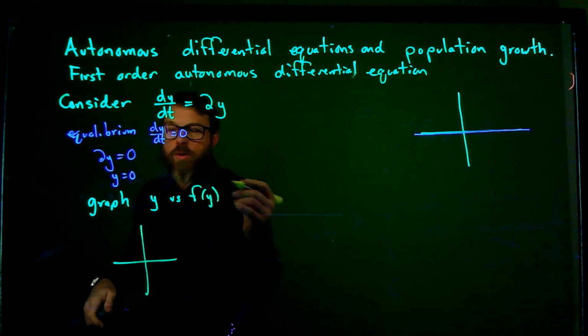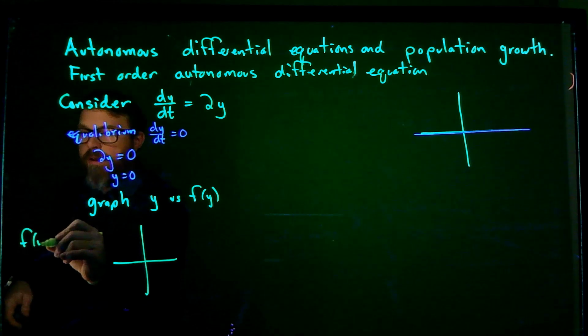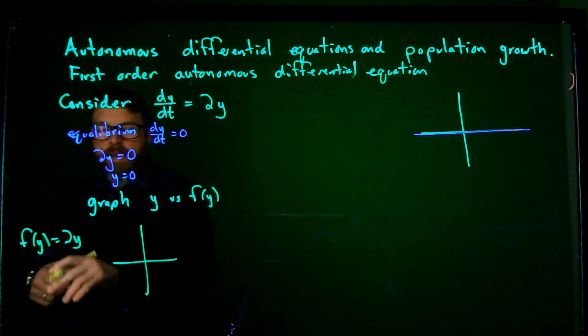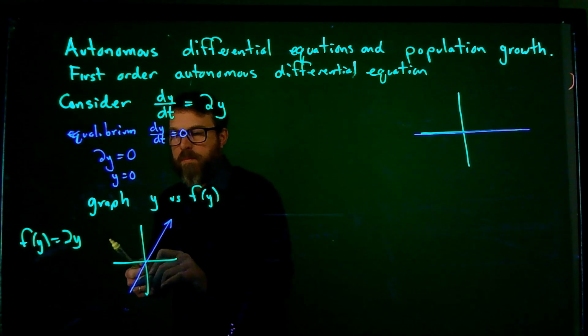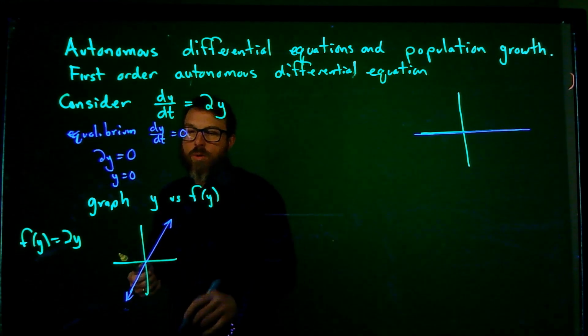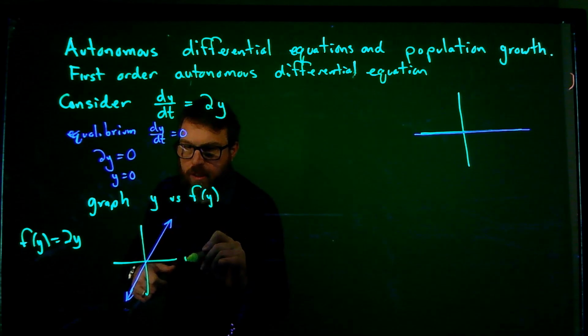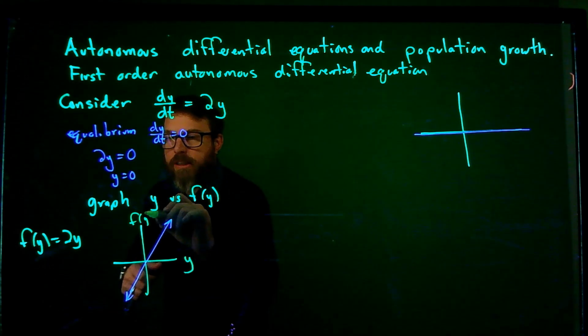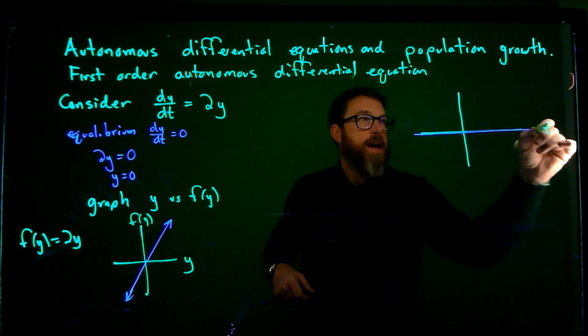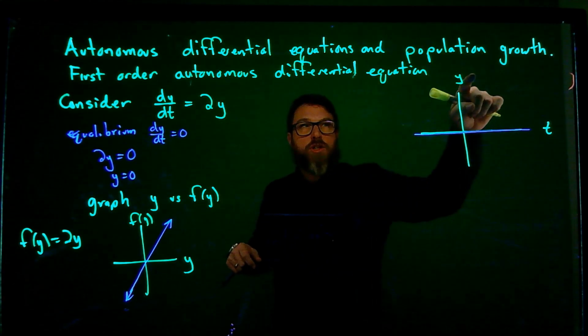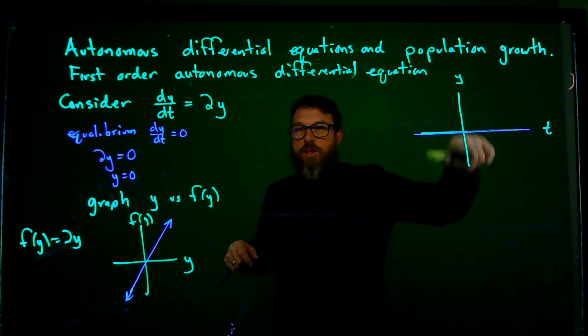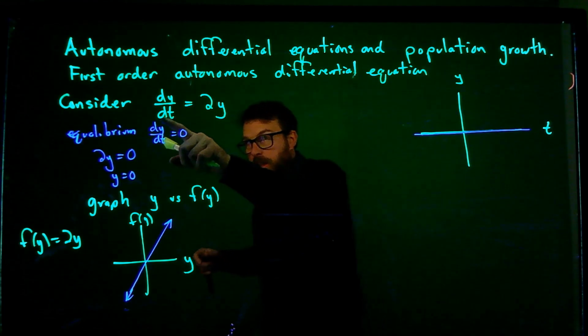So really what we're doing is we know that f of y is equal to 2y, and if I want to graph that, it's going to be a line that looks like this. Remember, this is going to be your y-axis, and this is going to be your f of y-axis, as opposed to this being your t-axis and this being your y-axis. I'm trying to figure out the relationship between the location of y and the slopes.